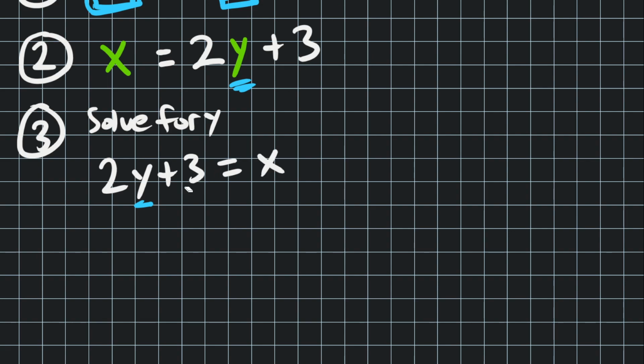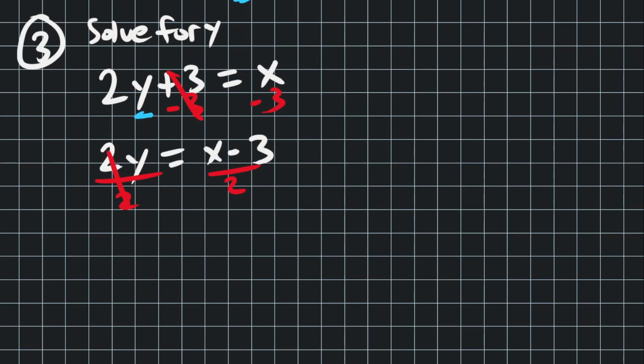So to do that, we can subtract 3 from both sides. And then we have 2y equals x minus 3. And then to solve for y, we can divide both sides by 2. And we are left with y equals x minus 3 over 2.